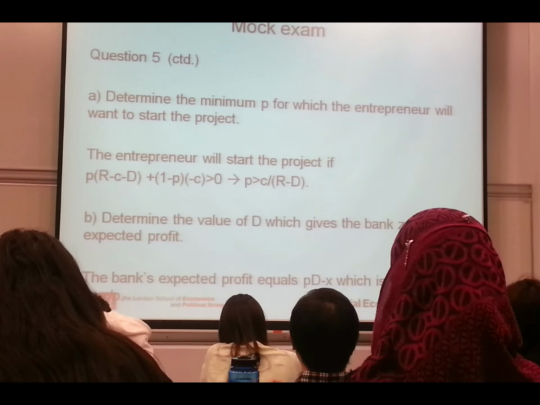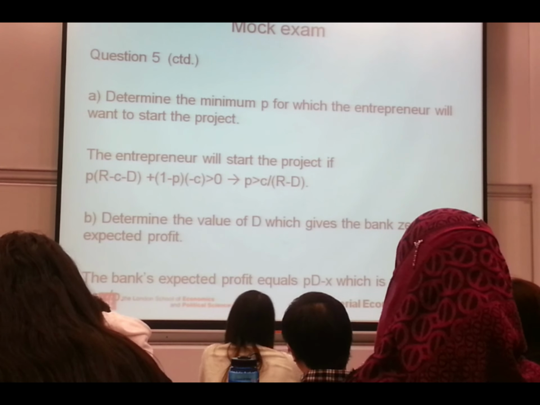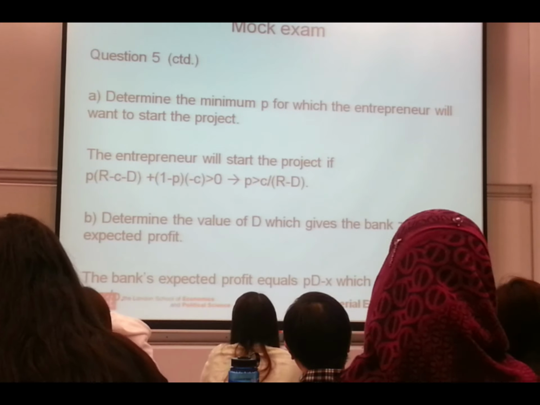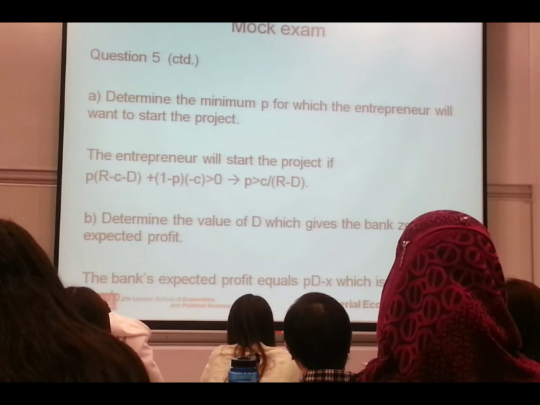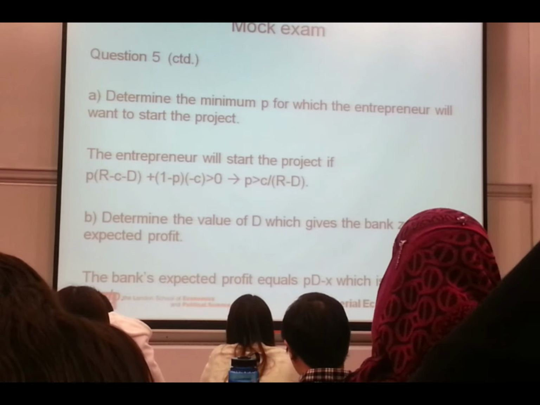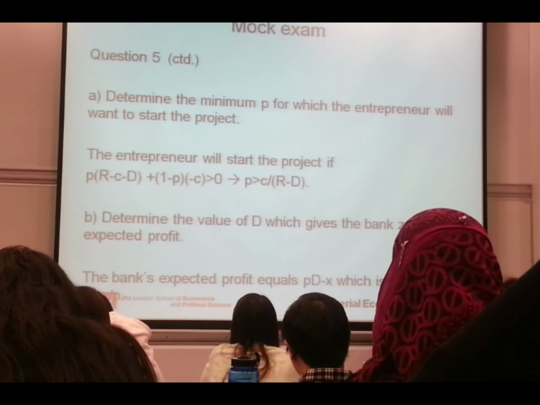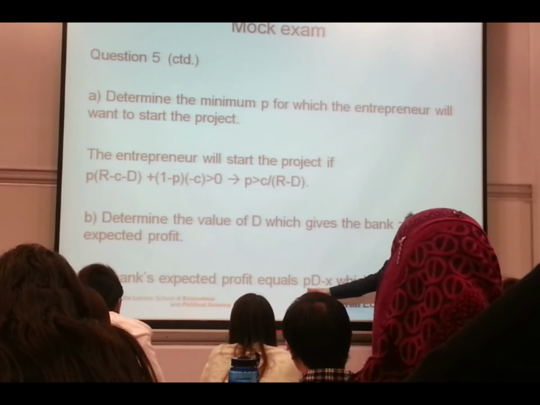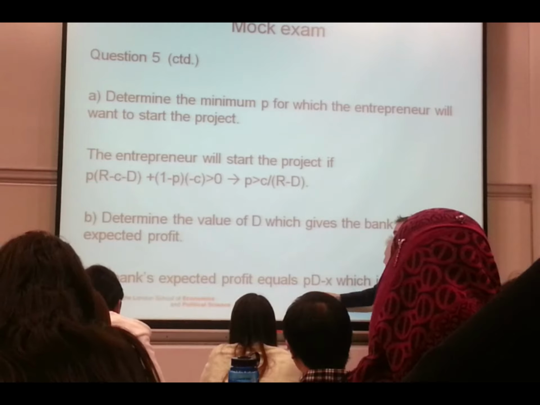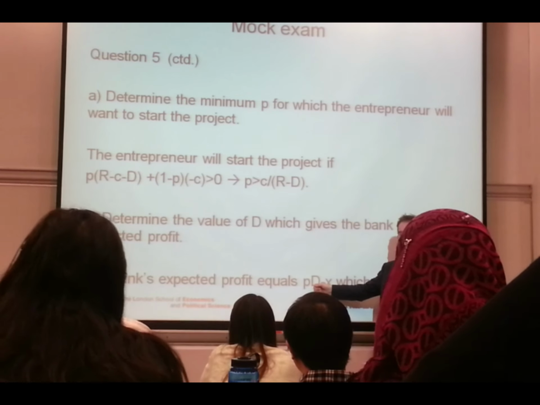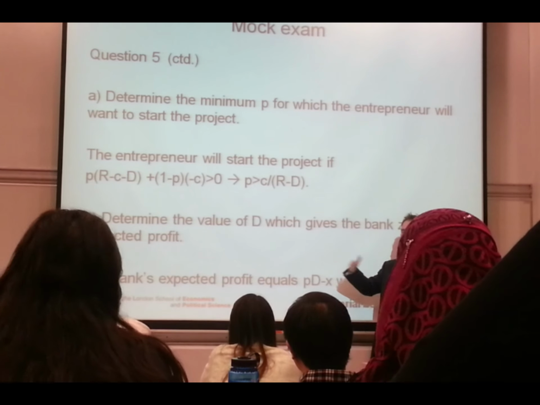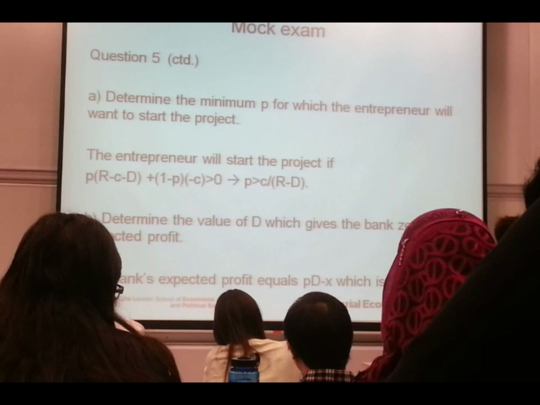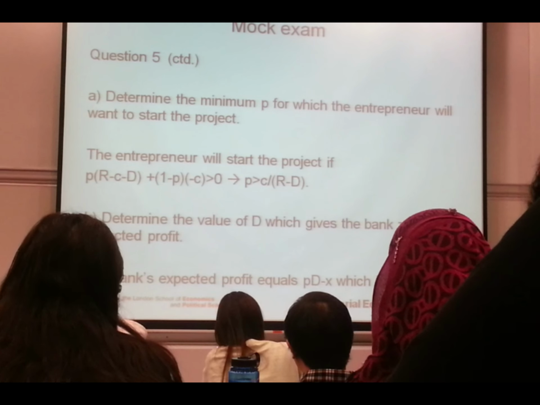Then you were asked to determine the value of P which gives the bank 0 expected profit. And here again, you're supposed to find the profit function of the bank. So what payoffs can the bank expect? The expected profit is equal to P times D. So that's P, the success of the project. If the project is successful, you're going to get back D as the bank. So the repayment is D. And then minus X is what the bank has to pay out in any case.